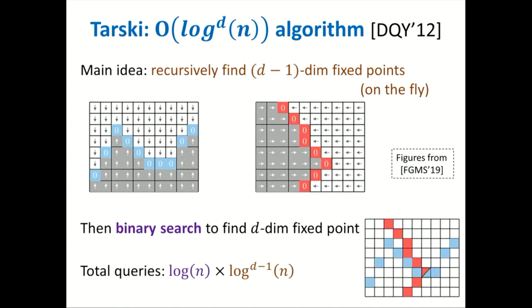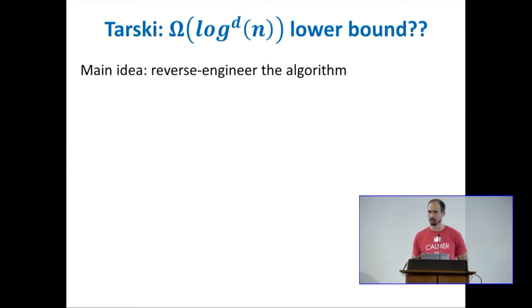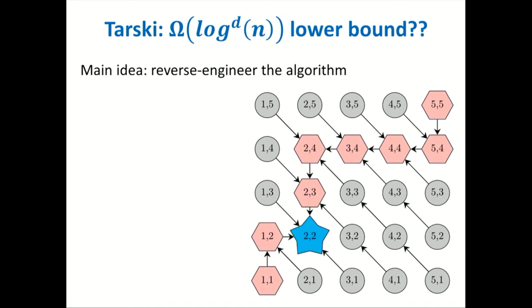The natural thing is to just imitate this algorithm when you construct the lower bound. I already showed you the hard instance. Let me color code it for you so it's easier to see what's going on. The pink points are points where the direction of f is not diagonal. It's either pointing only down or only left or only right. So in one of the dimensions, it's a fixed point. And then you can binary search on the pink points to find the blue point, which is a full fixed point.